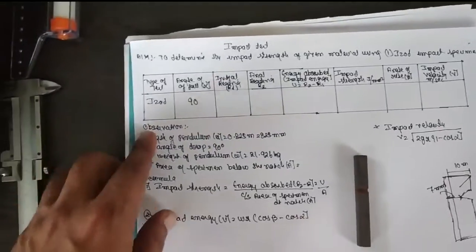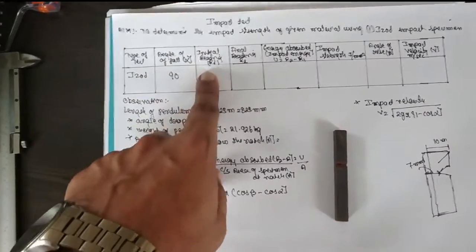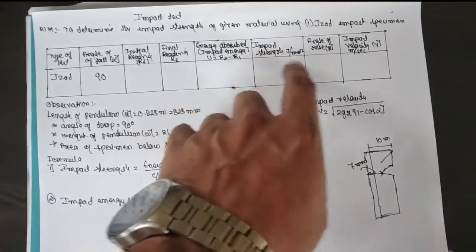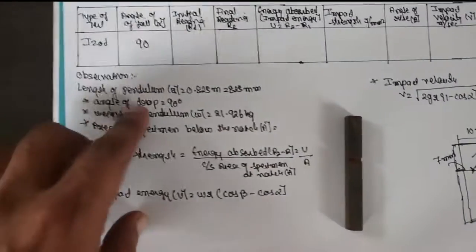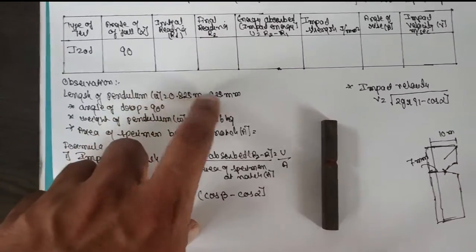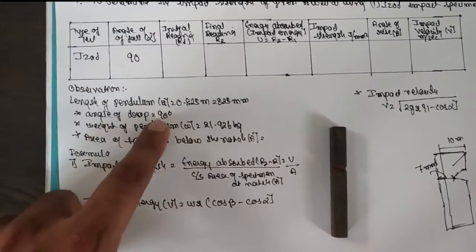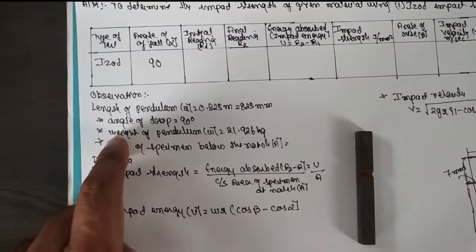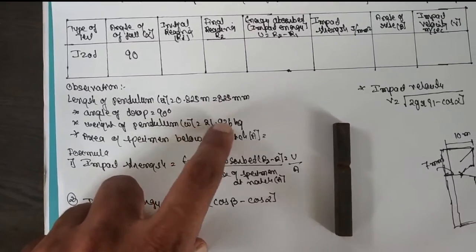This is the tabular column which contains the type of test, angle of fall, initial reading, final reading, energy absorbed, impact strength, angle of rise and impact velocity. The observations contain the length of the pendulum R, 0.825 meter, which in terms of mm is 825 mm. Angle of drop is 90 degrees because it is IZOD. In case of Charpy it should be 140. The weight of the pendulum is 21.926 kg.